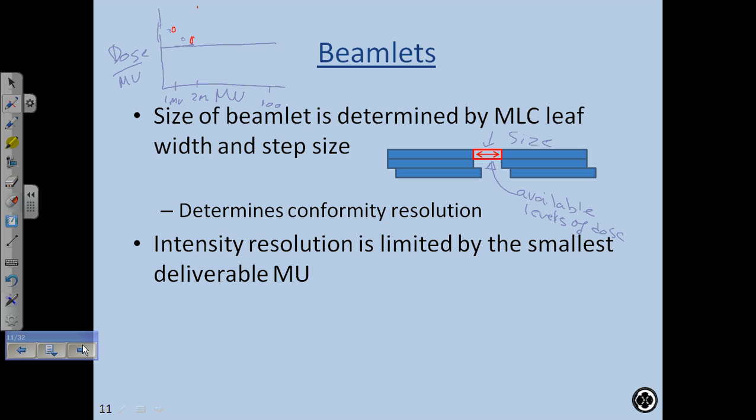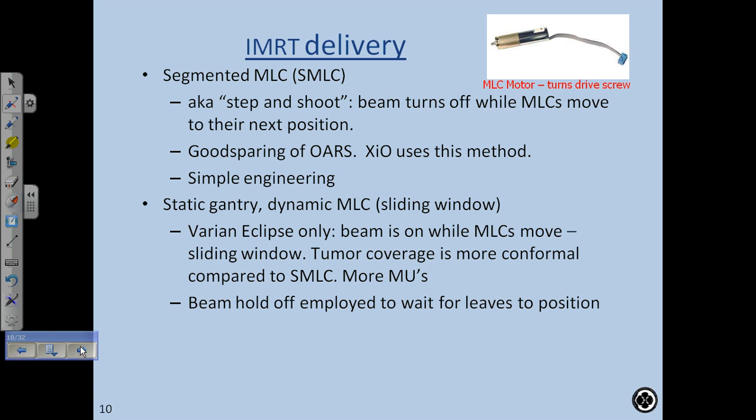You don't want to treat patients in this area, because if you're treating patients with a whole bunch of 1 MU and 2 MU beamlets, you're actually giving them more dose than you think you're giving. The reason this happens is that the linear accelerator has an effect called overshoot. This is more of an issue with step and shoot SMLC, because the LINAC has to turn on and off very quickly. The MLCs move, and then the MUs are delivered.